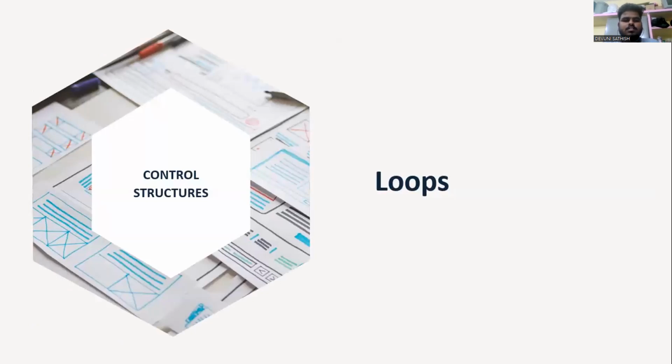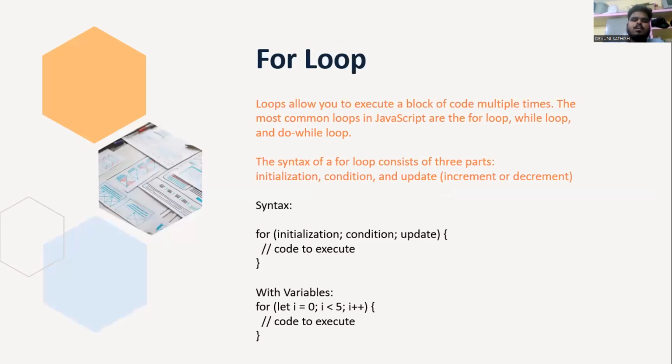So coming to the control structures, that are loops. Loops: we have for loop, while loop, and do while loops. Here I'm firstly going with the for loop. Loops allow you to run a block of code multiple times. We have the initialization, condition, and update in the for loop. Until the condition is satisfied, it executes the code in the for loop.